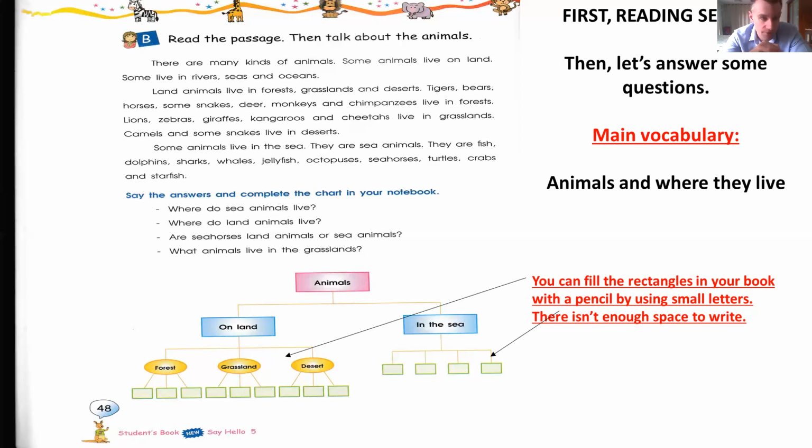I read the question first. Say the answers and complete the chart in your notebook. Where do sea animals live? Where do land animals live? Are seahorses land animals or sea animals? What animals live in the grasslands? You can make your sentence just after the question, your answer. So click on pause and try to answer the questions, and just after we meet for the answers.